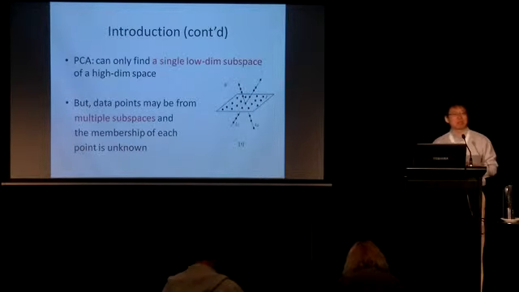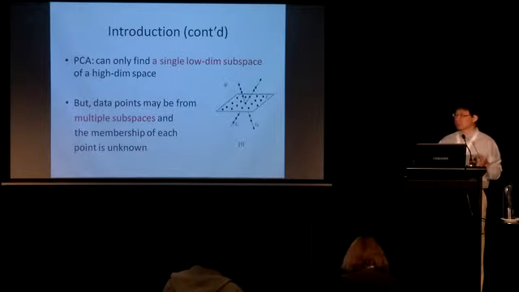Traditionally, principal component analysis, the so-called PCA, has been widely used for many, many years to find the low-dimensional structure. However, PCA assumes that all data points are from a single subspace. This may be a problem because in many practical problems, the data points may be from multiple subspaces, and the membership of the data points are unknown.